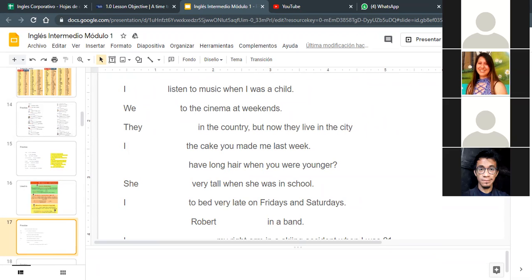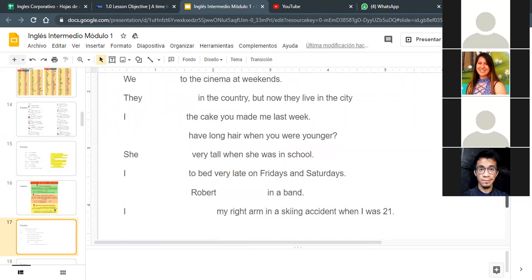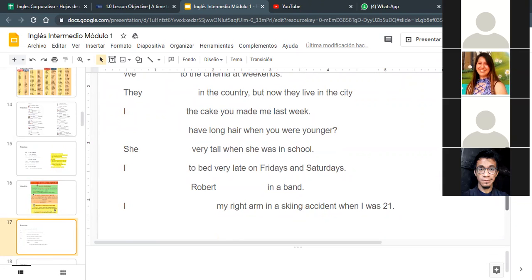So the next one, how is it going to be? We used to go to the cinema at weekends. Okay, the next one. They used to live in the country, but now they live in the city. That is it. Remember that after used to, it has to be a noun, or in this case, a verb. So they used to live in the country, but now they live in the city.